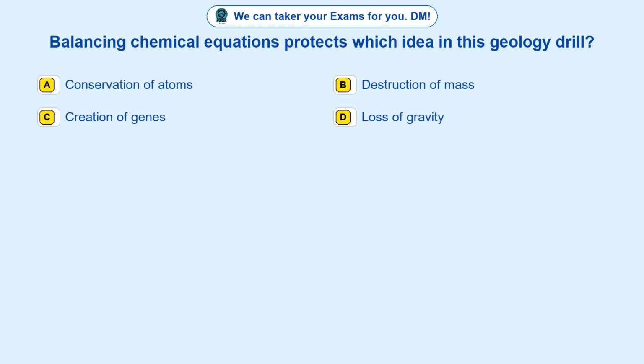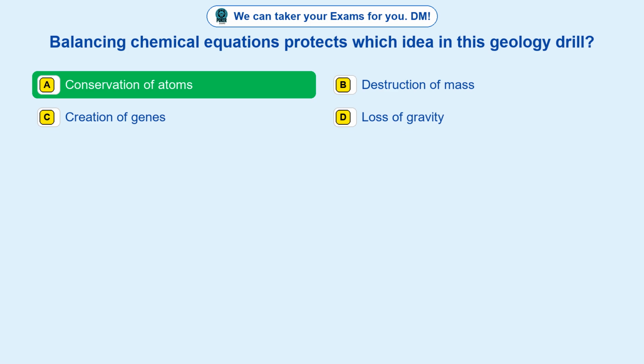Question 39. Balancing chemical equations protects which idea in this geology drill? Option A, conservation of atoms. Option B, destruction of mass. Option C, creation of genes. Option D, loss of gravity. The correct answer is option A, conservation of atoms.